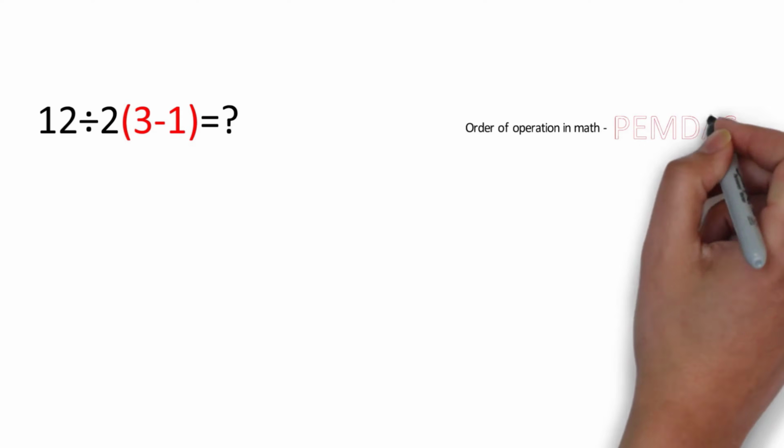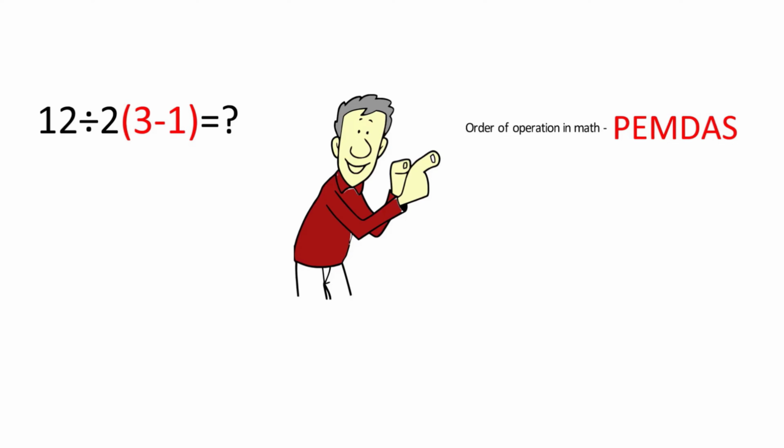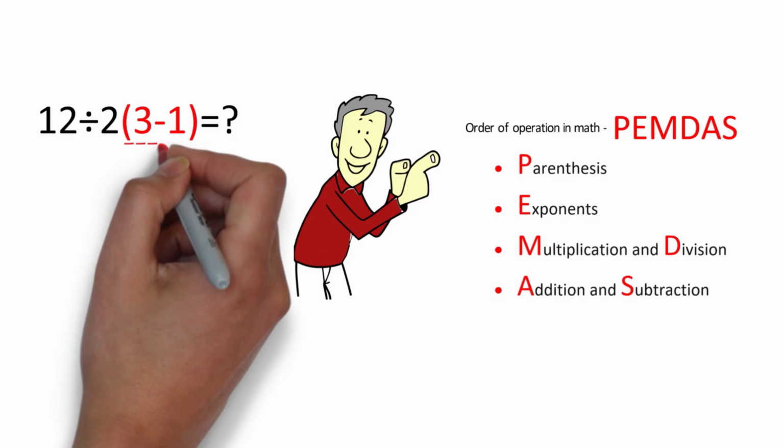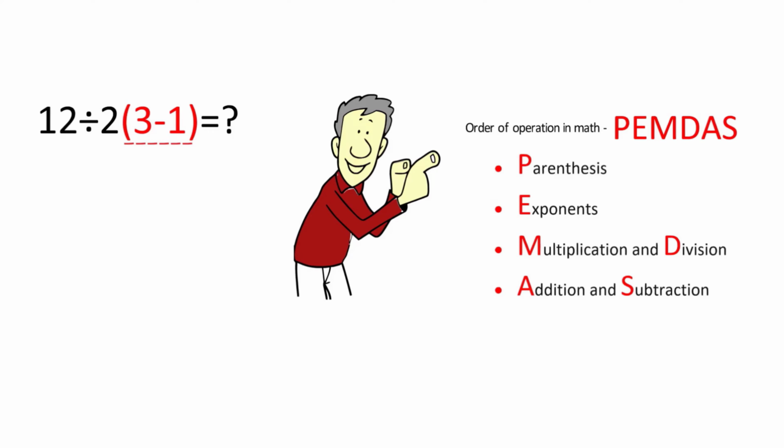The order of operations in math tells us that the first expression we need to solve is in parentheses. We first need to calculate 3 minus 1. And obviously the answer is 2. The big question is, what do we do next?